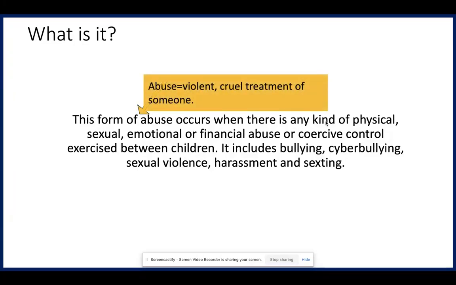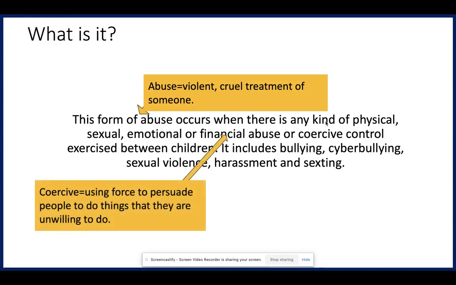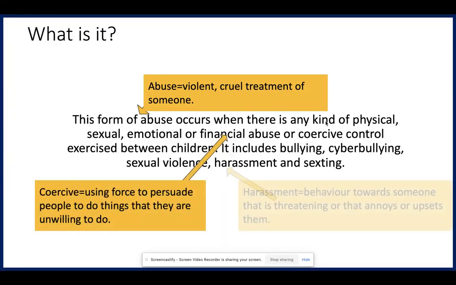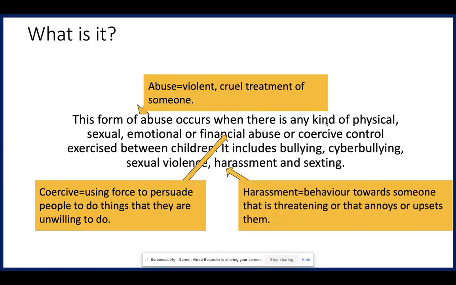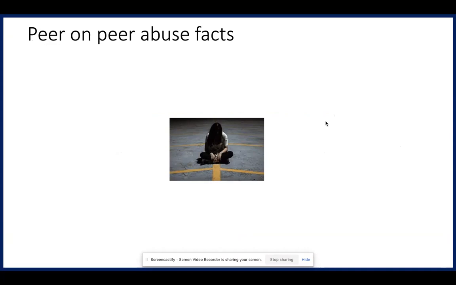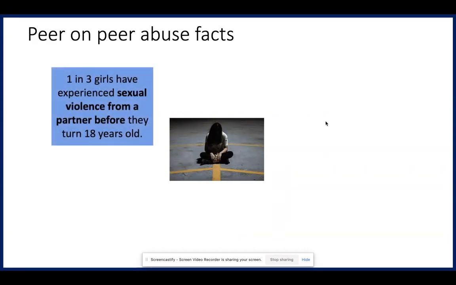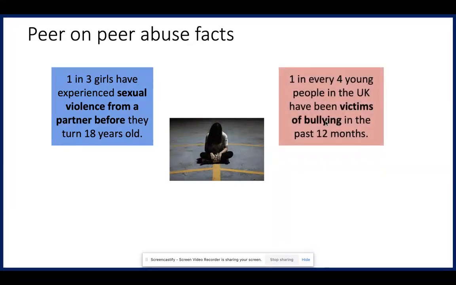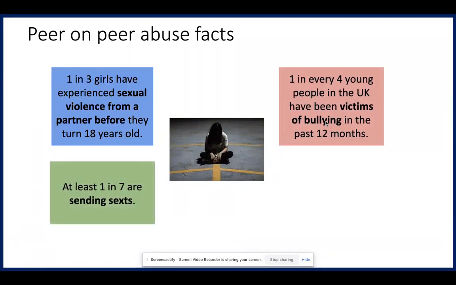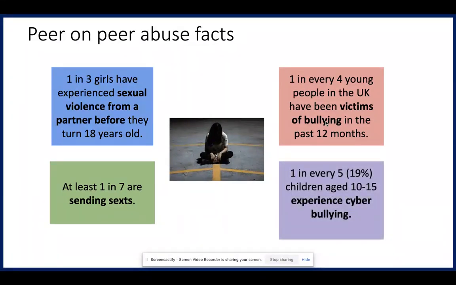So abuse is violent or the cruel treatment of someone. Coercive means using force to persuade people to do something they're unwilling to do. And harassment is behaviour towards someone that is threatening or that annoys or upsets them. Peer abuse facts. 1 in 3 girls have experienced sexual violence from a partner before they turn 18 years old. 1 in 4 young people in the UK have been victims of bullying in the past 12 months. At least 1 in 7 are sending texts. And 1 in 5, that's 19% of children between 10 and 15, experience cyberbullying.